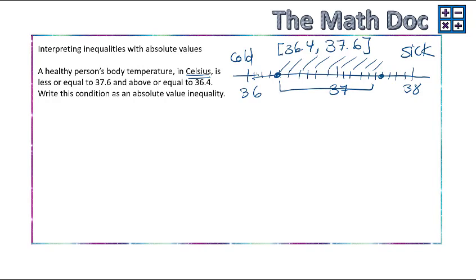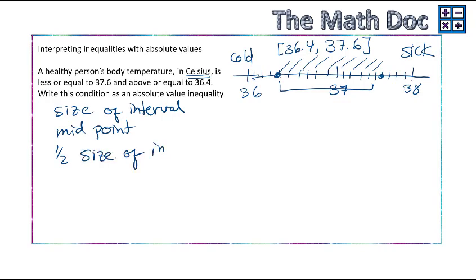And how do we do that? Well, remember, we're going to look for the size of the interval. We will look for the midpoint. And we will also look for half the size of the interval. That'll help us build the inequality. Starting with the size of the interval, it is given by the difference between the two numbers. We take the large number, 37.6, and subtract the lower number, 36.4, and that'll give us the size of the interval.